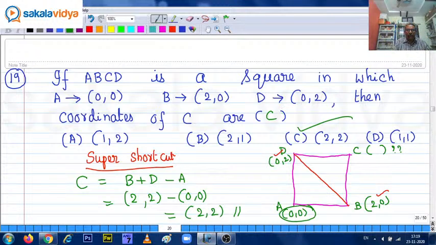To find the opposite vertex, add the elements of the diagonal and subtract the opposite vertex, so that we get the missing vertex of a four-sided figure. It can be applied not only for square, but rectangle, rhombus, and even parallelogram. The fourth missing vertex is easily found with the help of this super shortcut.